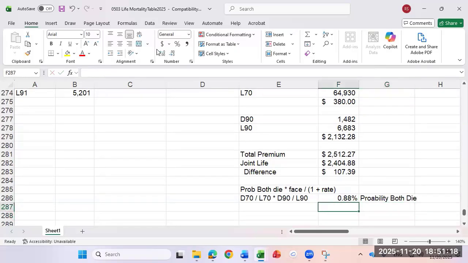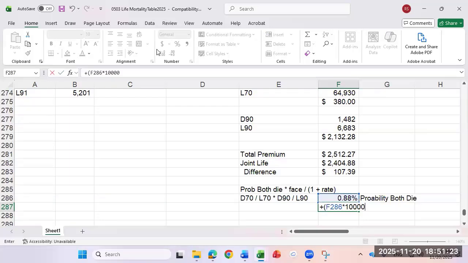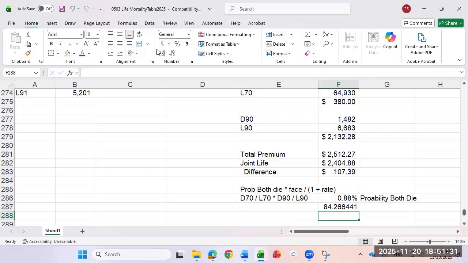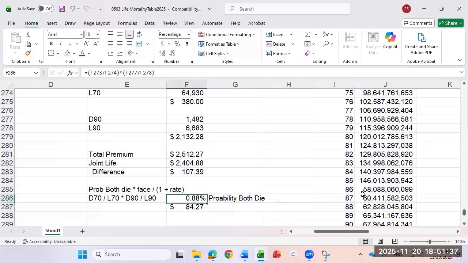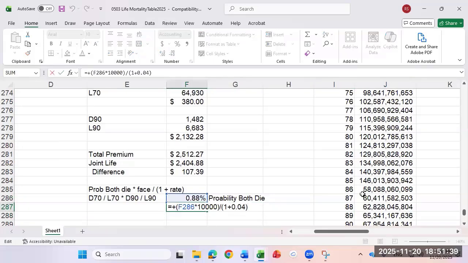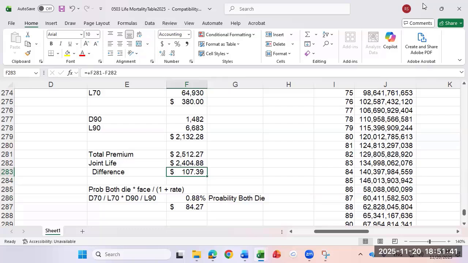Take that times 10,000 divided by 1 plus the rate. And drum roll. Oh, I didn't do it right. So, wait. All right, so we'll have to figure out where I messed up here again, somewhere in here. I'll figure it out before next class. But that is the math. I'm sure somewhere in here I picked up the wrong number.